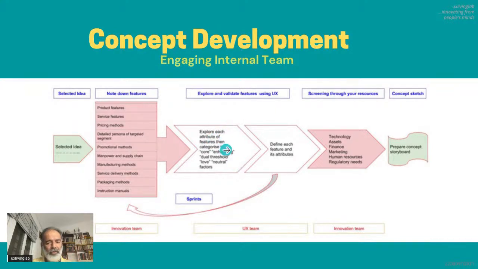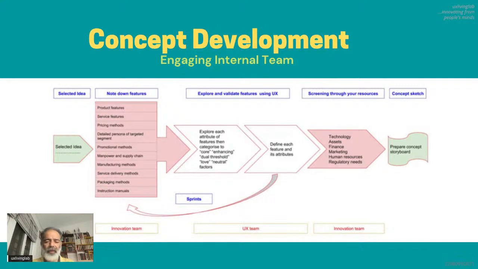They have to look into these features and talk to different types of people, then categorize them into core factors, enhancing factors, dual threshold factors, love factors. I already gave a different and exclusive presentation on these aspects. You can refer to my previous presentation on this 5 factor analysis. Then each feature is to be analyzed like that. Again, go through your resources, then convert it to a storyboard.